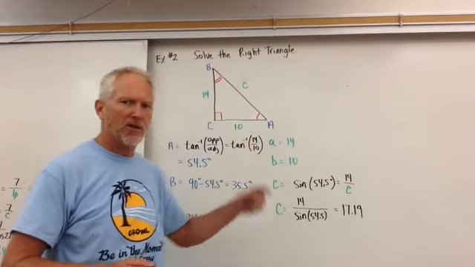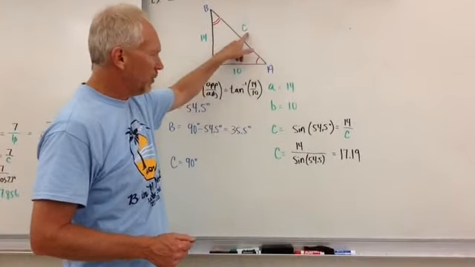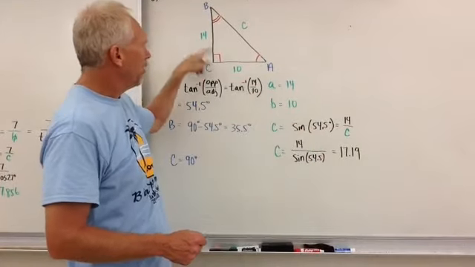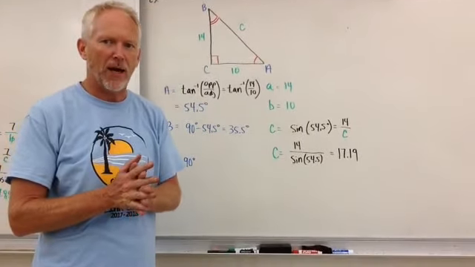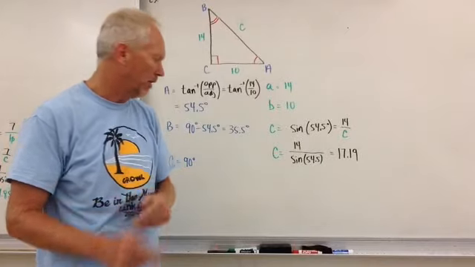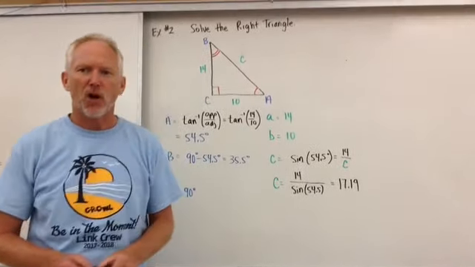Again, we double check to make sure our answer makes sense. Is the hypotenuse the longest side? Well, C was 17, 14, and 10. Yes, each of those works out, and it seems to be in the right ratio or proportion. Okay? Anyway, that's solving right triangles.